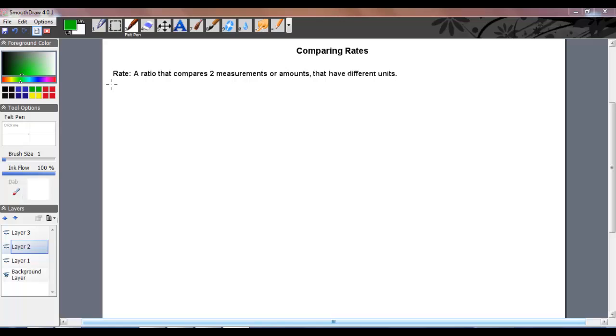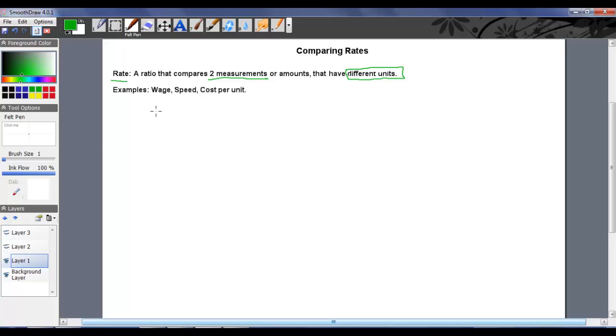Today's problem is going to be on comparing rates. So the first thing we're going to do is review what rate means. A rate is a ratio that compares two measurements or amounts, but they have to have different units. So that's the important part to look at.